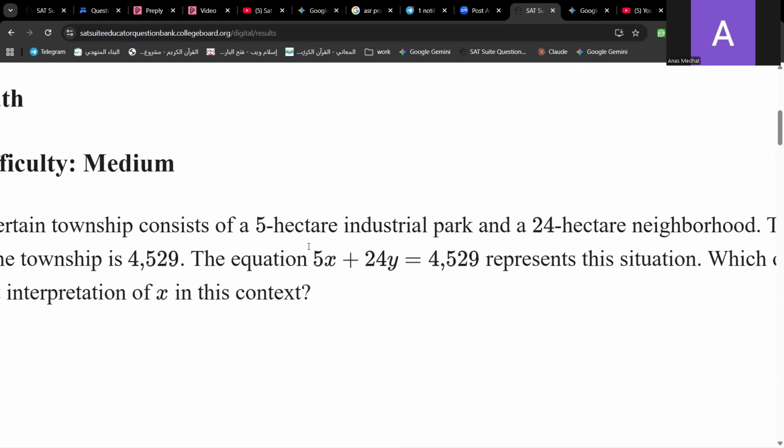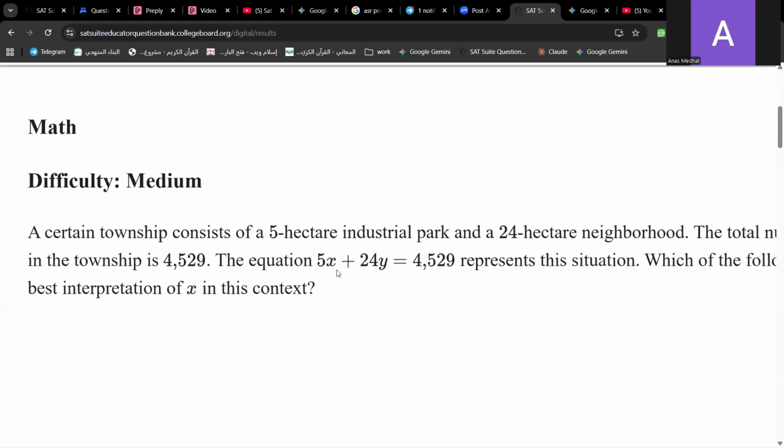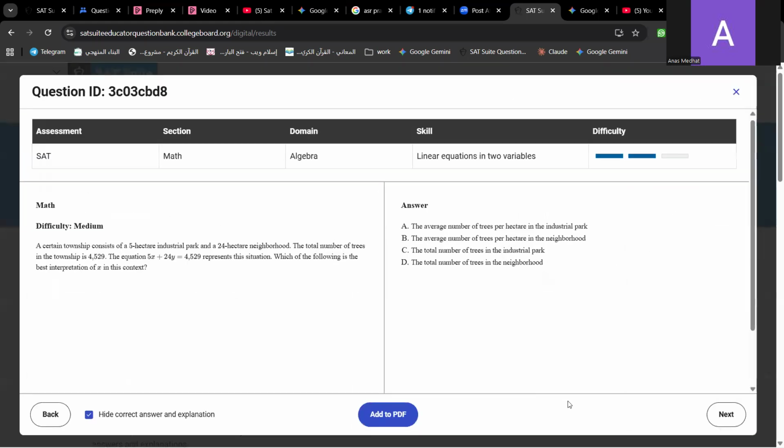Hmm. So if it is one, we will have 5 trees. If it is two, we will have 2 trees. It's like one tree for every hectare.